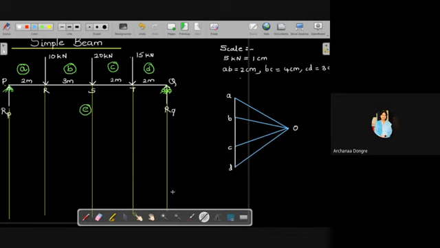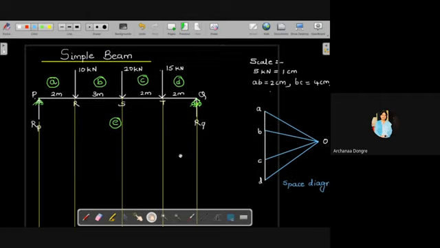Okay, so this is what we call a space diagram or vector diagram. So this is one diagram we have done, which is not complete. We have to also include the reactions. That part also we'll see.